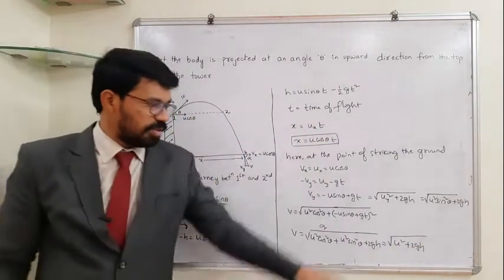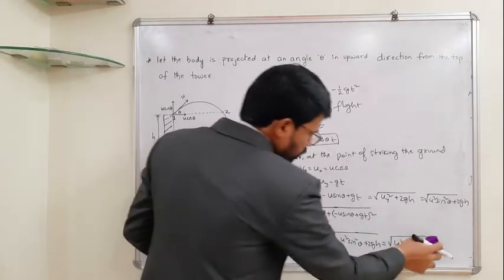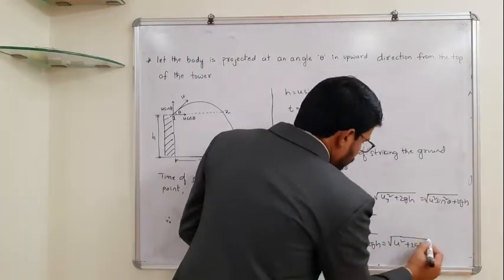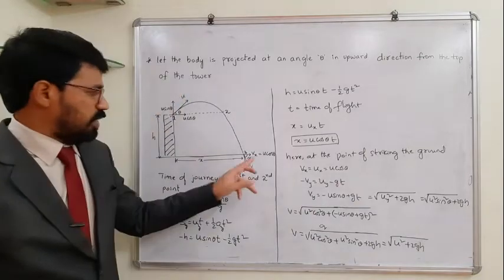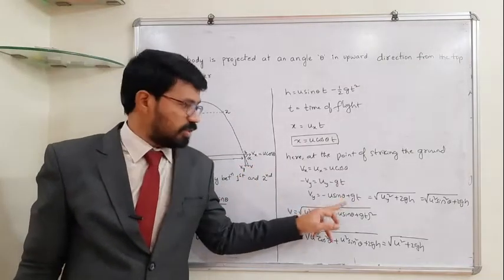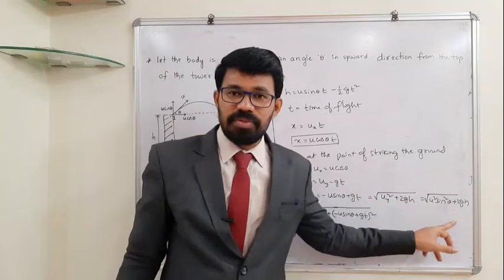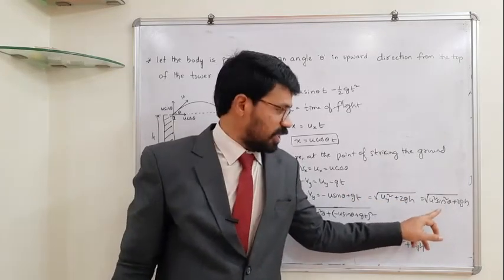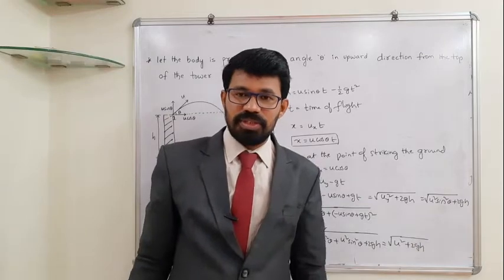This V is how much? Under root U square plus 2gh. And the components of velocities are, one is U cos theta, the other one is Vy. Vy can be expressed in terms of time of flight like this. In terms of the height of the tower from where the body is projected, you can express it like this, under root U square sin square theta plus 2gh.